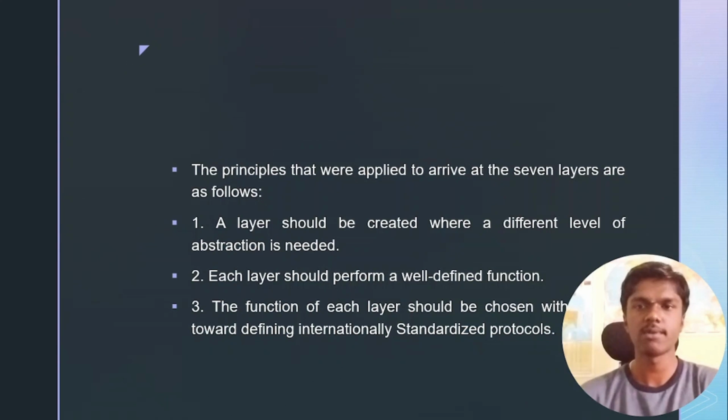Before moving on to the 7 layers, let's understand how we arrived at these 7 layers. The principles that were applied to arrive at these 7 layers are as follows. First, a layer should be created where a different level of abstraction is needed, where a different kind of function is needed. That is, each layer should perform a well-defined function, which is it should not perform the same task as the layer before it. It should perform something which is unique. Then, the function of each layer should be chosen with an eye toward defining internationally standardized protocol.